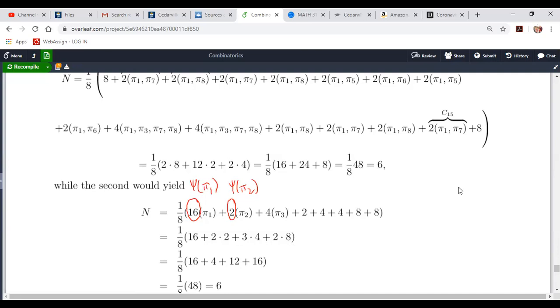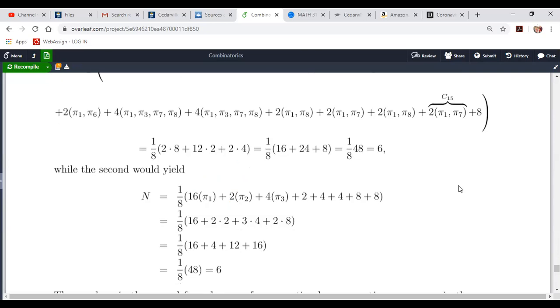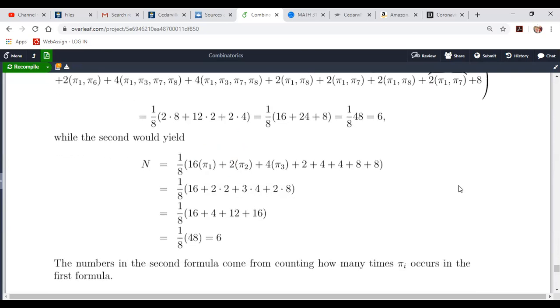And lo and behold, we get 6. As we said, the numbers in the second formula come from counting how many times a given permutation occurs in the first formula. That's what I was doing when I was switching the order of the double sum. But you can go back and watch that. I promise it works out nicely. It's really intuitive if you use the indicator function approach I used back there.